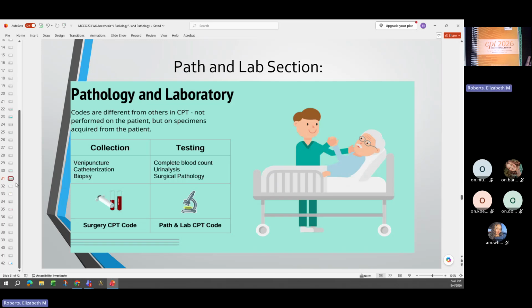All right. Take a breath. I'm going to take a breath. We've got about 14 minutes left, and we'll do Path and Lab. So I think we're doing pretty good.